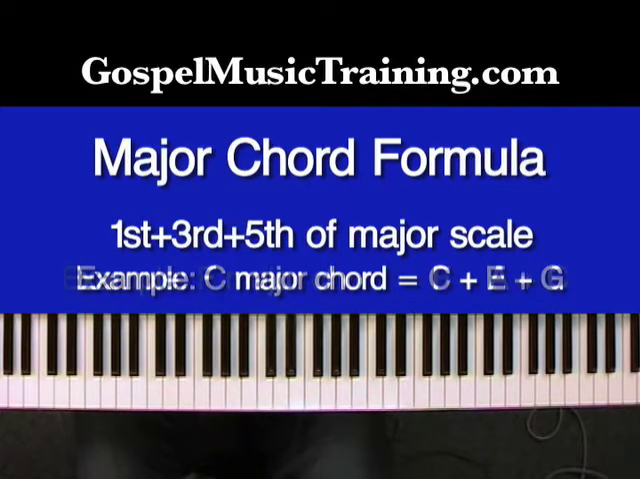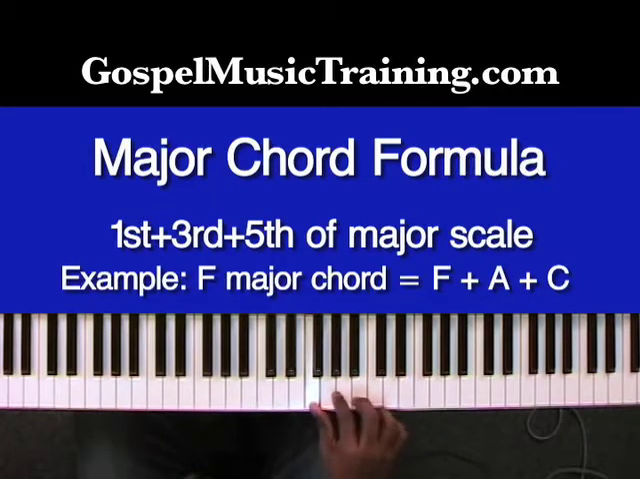You could go to the key of F, take the first tone of F, third tone of F, fifth tone of F. Now you've got yourself an F major chord. The name of the major chord also coincides with the first note when you're doing this formula. So the 1 is always the title. So if the 1 is F, the 3 is A, and the 5 is C, that's an F major chord.